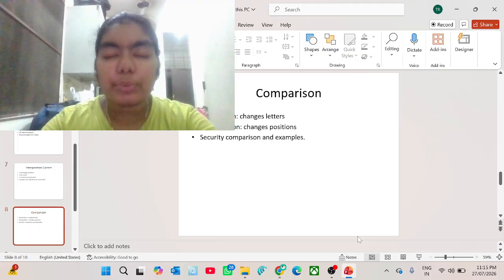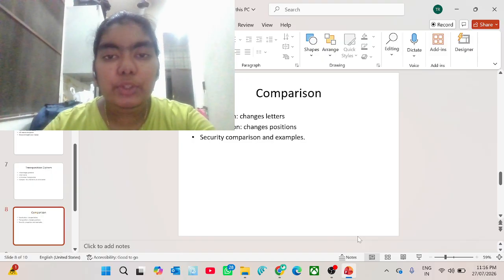Now let us compare substitution and transposition techniques. In substitution cipher, the letters are replaced by different letters. In transposition cipher, the letters remain the same but their positions are rearranged. Substitution changes the identity of characters, whereas transposition changes only their order. Modern encryption algorithms actually combine both substitution and transposition to achieve stronger security.